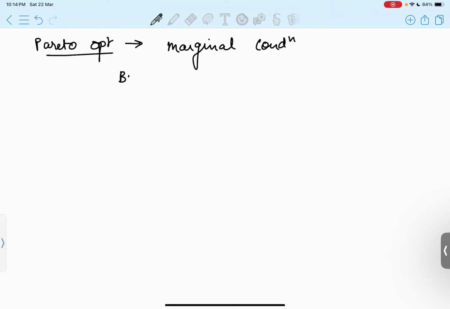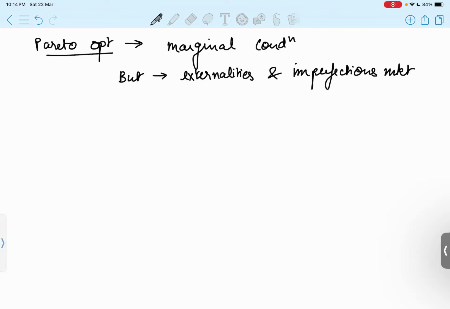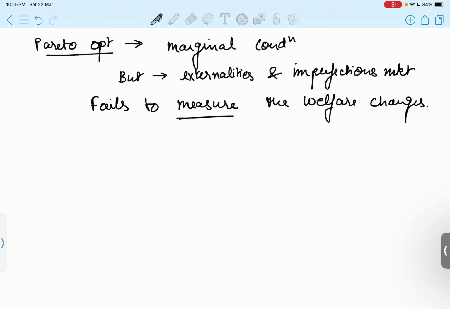But again, certain limitations that were witnessed were the existence of externalities, and there were certain imperfections in the market. So these affected in a way the effectiveness of the social welfare that was claimed under the Pareto optimality conditions, and it fails to measure the welfare changes. So the keyword is measurement of the welfare changes. This thing was missing in Pareto optimality.